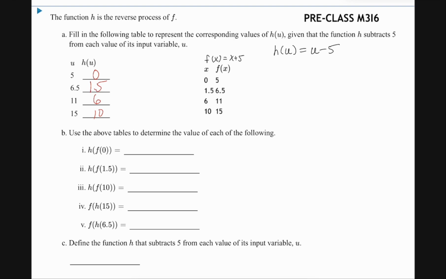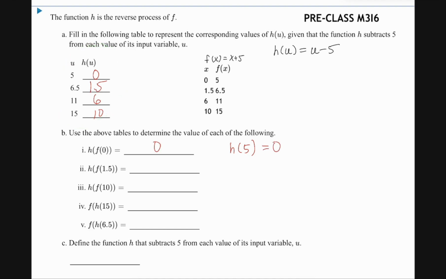So let's look what happens if we do b. F of 0 on our chart is 5. So let's take that out and put in a 5. Now let's go to our h chart. H of 5 is 0. So the answer is 0.